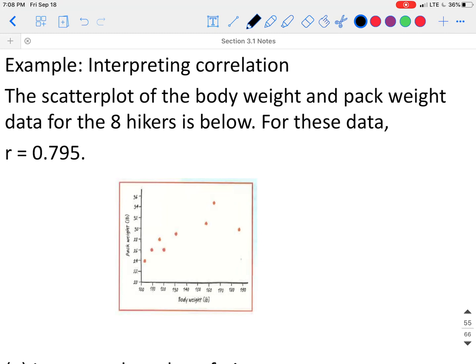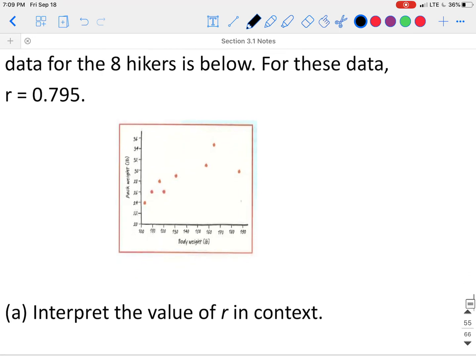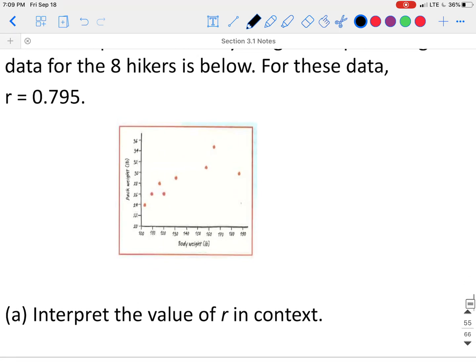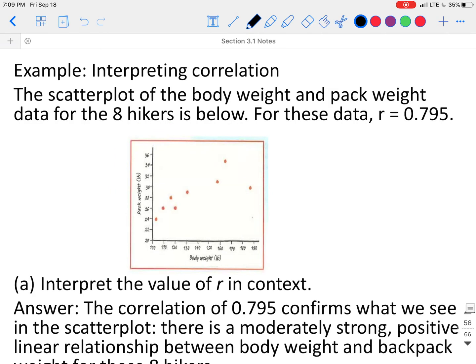So the scatter plot of the body weight and pack weight for the 8 hikers is below. For these data, we know that the R value is 0.795. So we need to interpret the value of this R value. The correlation of 0.795 confirms what we saw when we looked at the scatter plot ourselves. There is a moderately strong positive linear relationship between body weight and pack weight for our 8 hikers.